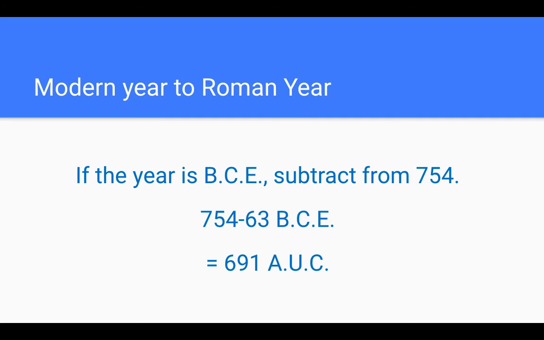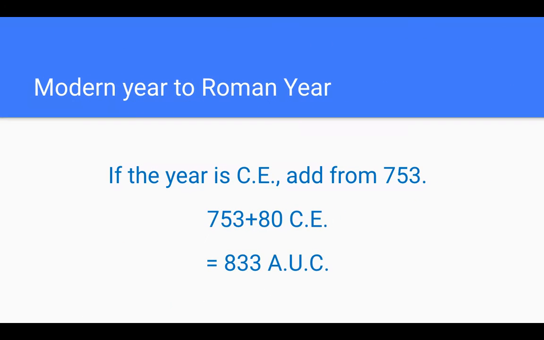If the year is BCE, subtract it from 754. So 754 minus 63 BCE will equal 691 AUC. If the year is CE, add it to 753. 753 plus 80 CE will equal 833 AUC.